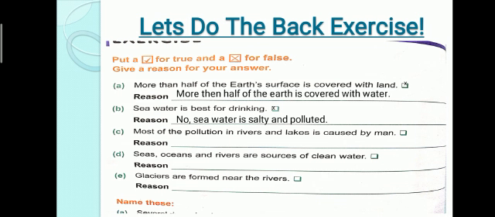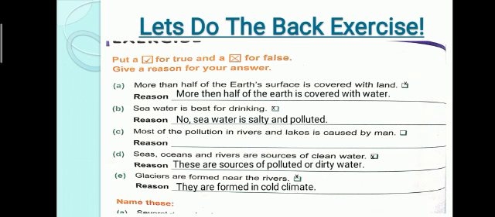Now come to the number D. Seas, oceans and rivers are sources of clean water. This statement is false because seas, oceans and rivers are sources of polluted and dirty water. We clean them and then we use them. Next is option number E. Glaciers are formed near the rivers. This is also false because we have just read that the glaciers are formed in the cold climate, not near the rivers. They form in the cold climate in the hilly areas.